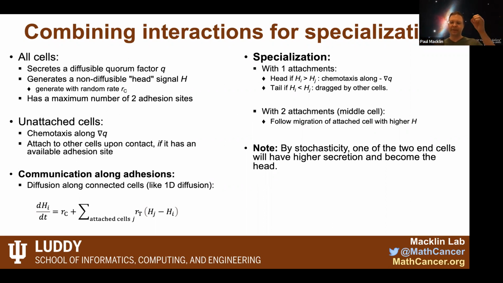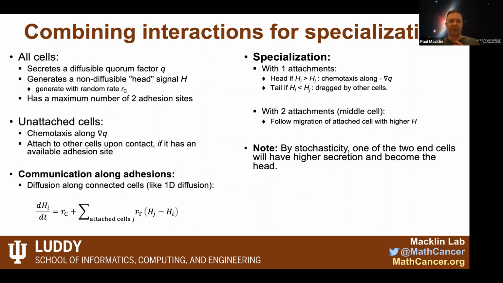And so imagine you have the 2 ends now. Well, the probability of those 2 having exactly the same secretion rates is about 0, which means that one of them is going to have a higher value than the other. And so if you solve it, this is basically a linear diffusion equation, and one of the 2 sides is going to have a higher Dirichlet condition, going to have a higher value than the other.